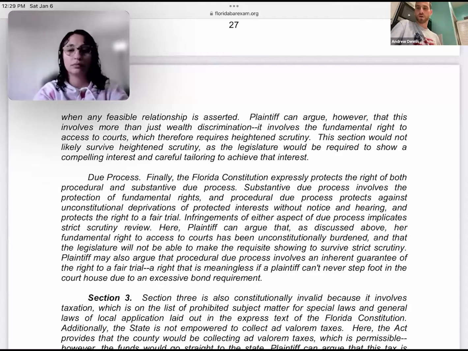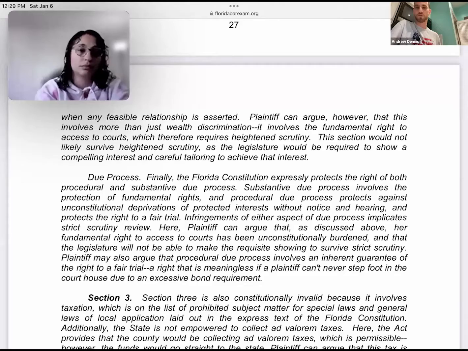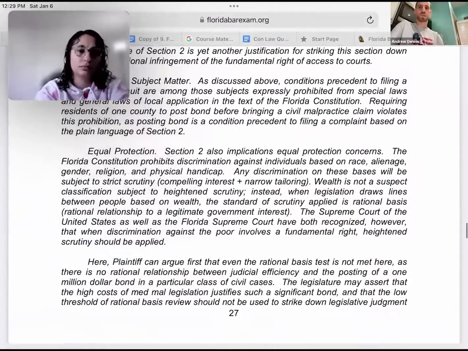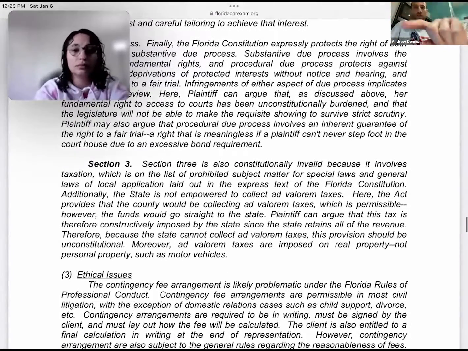Here, plaintiff can argue that, as discussed above, her fundamental right to access to courts has been unconstitutionally burdened, and that the legislator will not be able to make the requisite showing to survive strict scrutiny. Plaintiff may also argue that procedural due process involves an inherent guarantee of the right to a fair trial, a right that is meaningless if a plaintiff can never step foot in the courthouse due to an excessive bond requirement. So, right, substantive due process, procedural due process, equal protection, those are things you can argue on a lot of con law essays. And then finally, section 3 is constitutionally invalid because it involves taxation.